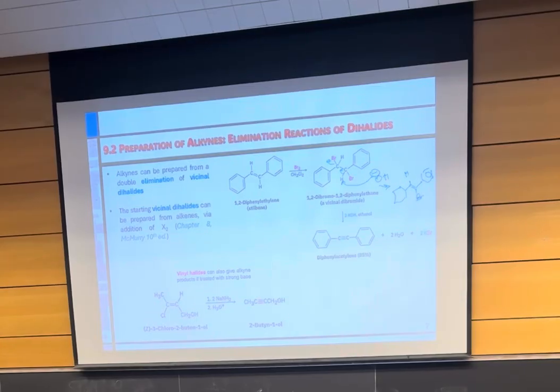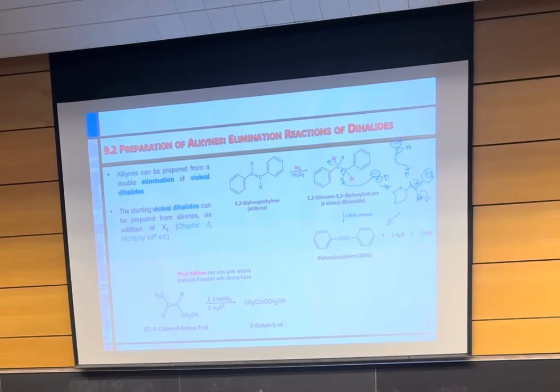Okay. This one here says 2 moles of potassium hydroxide. So the hydroxide can do the first one. There's still an equivalent of OH minus around that can do the second one. Then you have the second OH minus. That's going to attack this. Bang, bang, bang. And then you get the alkyne. Okay.